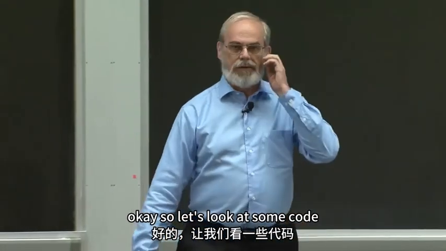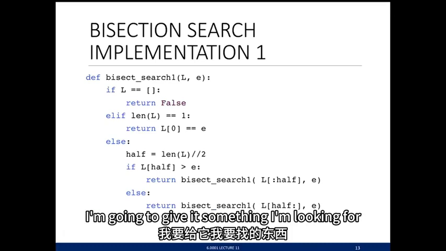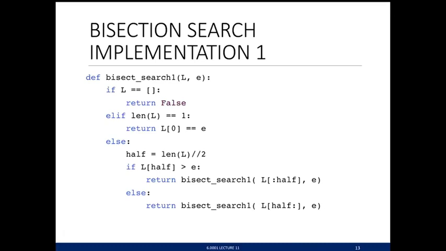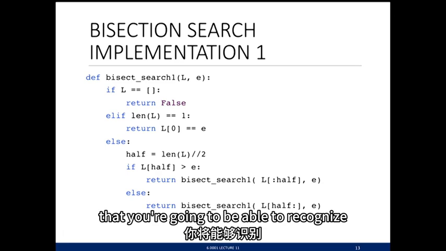Okay, so let's look at some code to do that. Bisection search. I'm going to give it a list of numbers. I'm going to give it something I'm looking for. We can walk through this code. Hopefully it's something that you're going to be able to recognize pretty clearly.